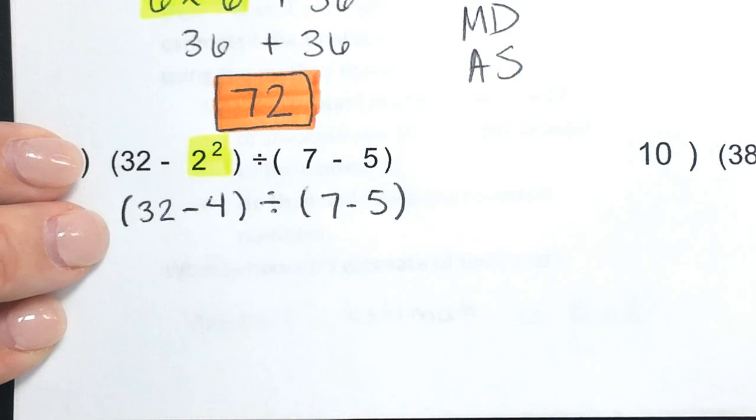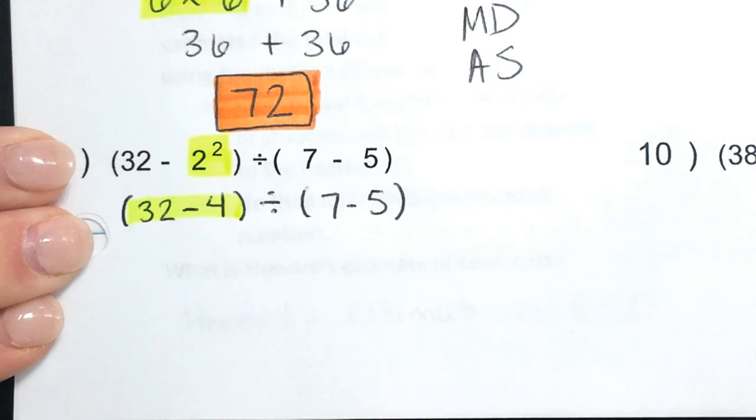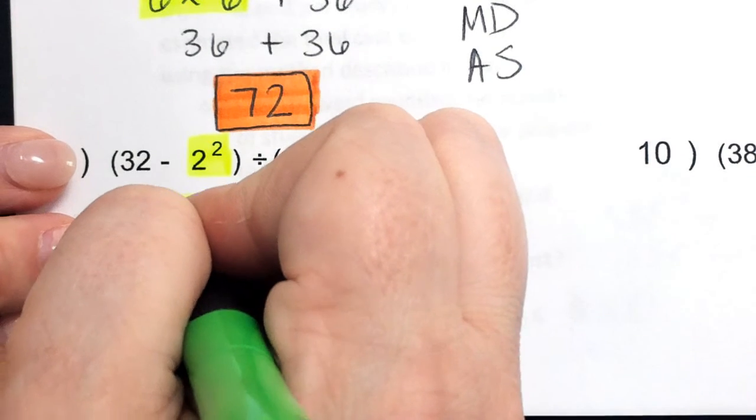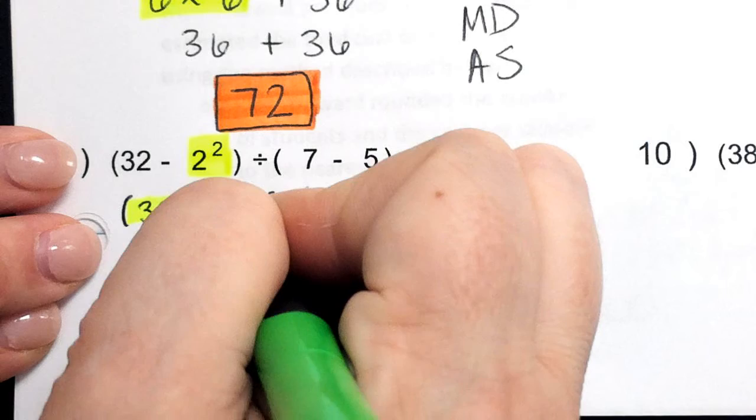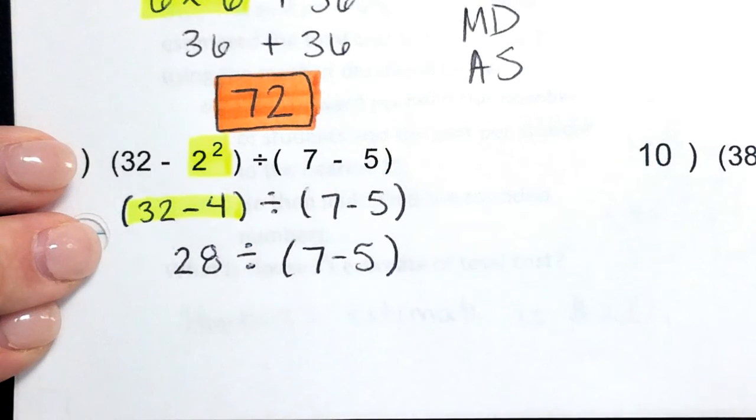It is tempting. Do I still have any parentheses in this problem though? Yeah, so we're going to have to do that. Which one's going to come first? 32 minus 4 because it's first in the problem. So 32 minus 4 is going to give me 28 divided by 7 minus 5 is still in parentheses.